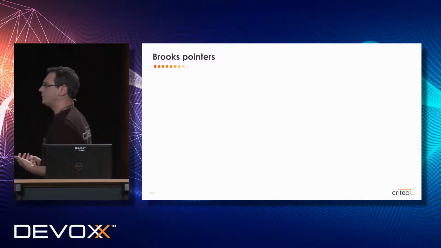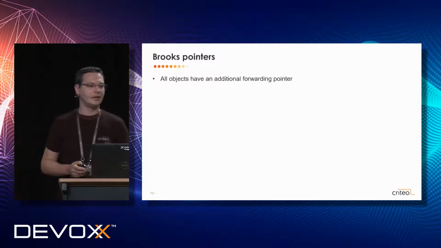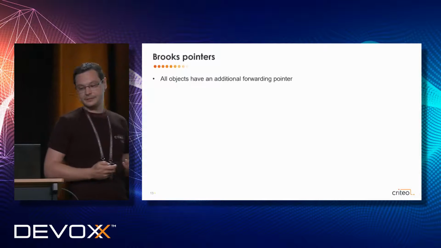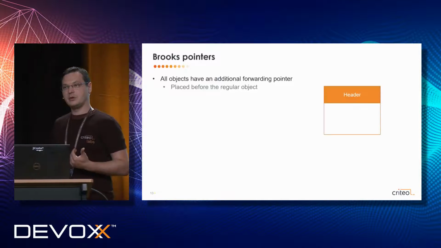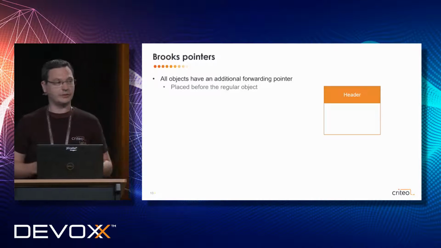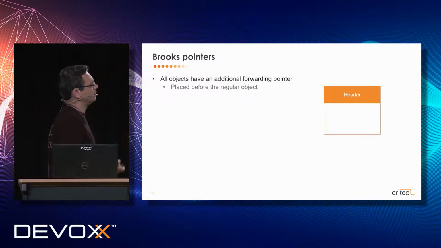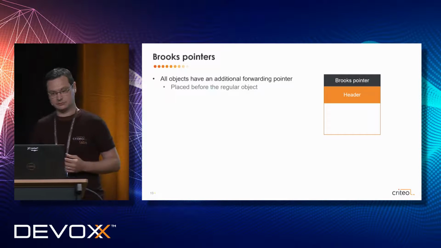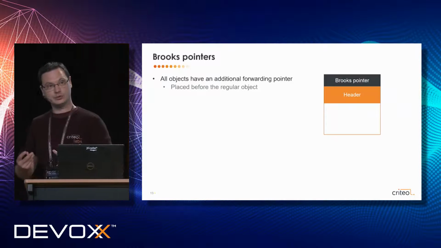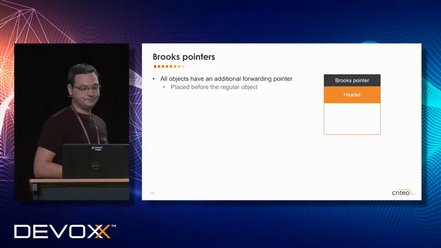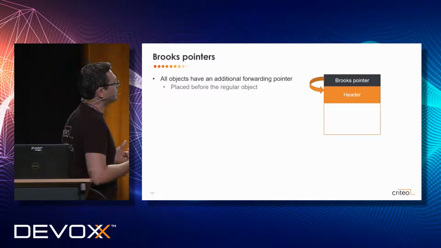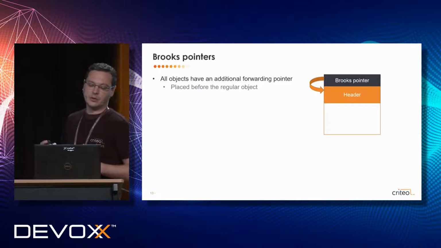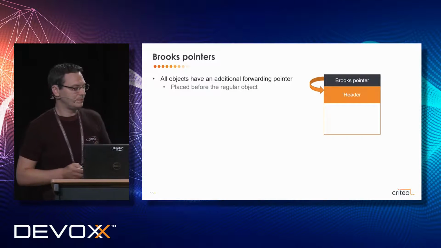So what is a Brooks pointer? All objects have an additional forwarding pointer with them. It's placed before the regular object. That's a regular object with a header and your fields below, and we add a Brooks pointer on top of it. So every object has a new pointer added. And this Brooks pointer points to the old object, the old-way object, with the header.